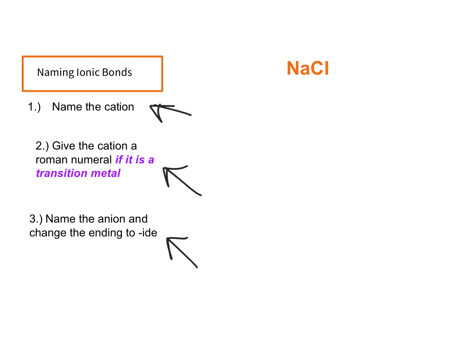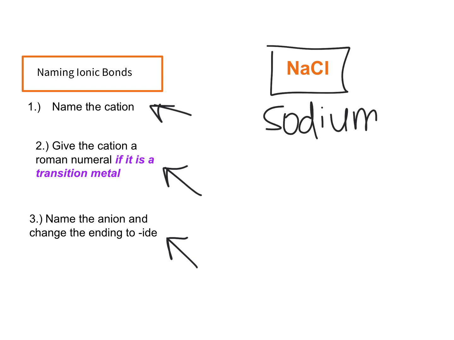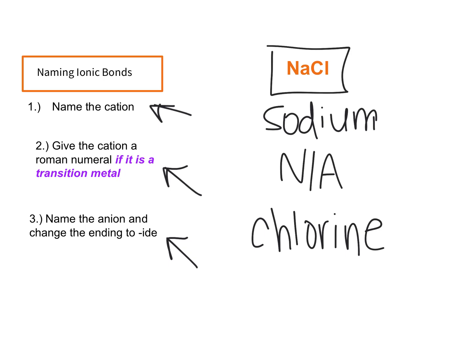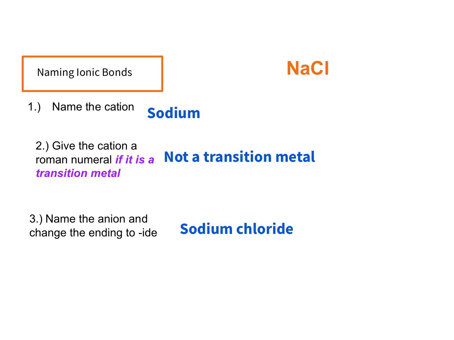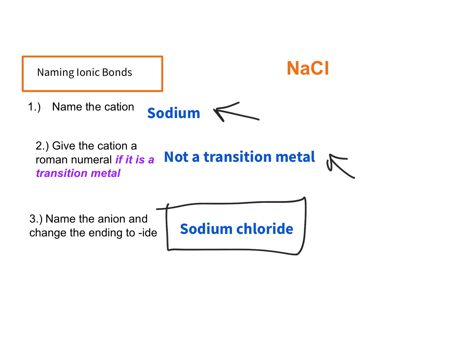So when we're naming the cation of NaCl, our cation is just sodium. Na stands for sodium, so it's sodium. Then we have to figure out if the cation needs a Roman numeral, and it does not, so this doesn't matter. Then we have to name the anion, which in this case is chlorine, and change the ending to IDE, so it's going to be chloride. So in the end, we have sodium, not a transition metal. Sodium chloride is our official ionic name.